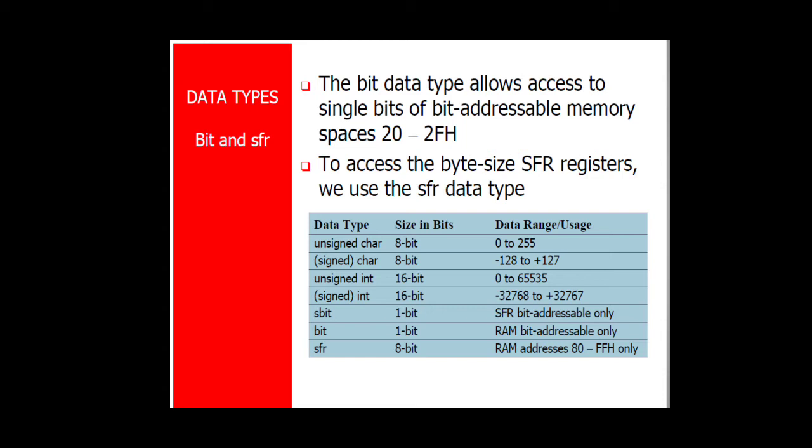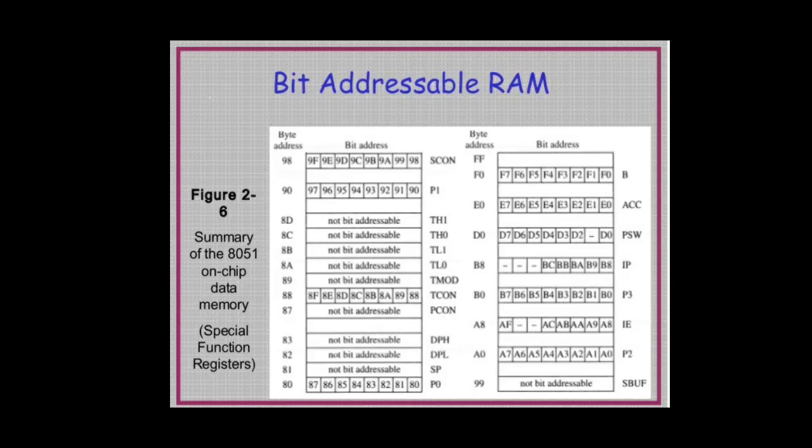S bit means SFR bit addressable only. So S bit has to be used whenever we want to access the special function registers. Bit data type is RAM bit addressable only. Then the SFR data type is an 8-bit data type. It can be used to access RAM addresses from 80 to FFH only. So from 80 to FFH.